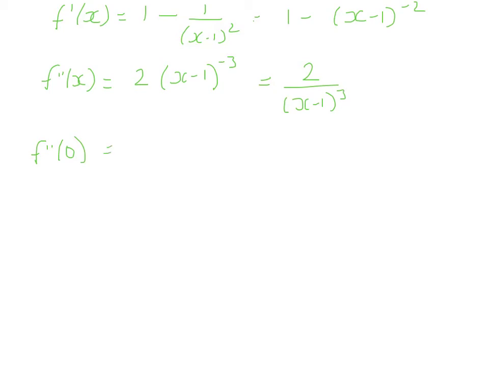And if we put 0 in, we get 2 over negative 1 cubed, which is a negative 2. The second stationary point occurred when x was equal to 2. So if we put that in, we get 2 over 2 minus 1 all cubed, which is positive 2. So for our negative 2, we have a maximum turning point at 0, 0. And our positive 2 tells us we have a minimum turning point, and that was at 2, 4.